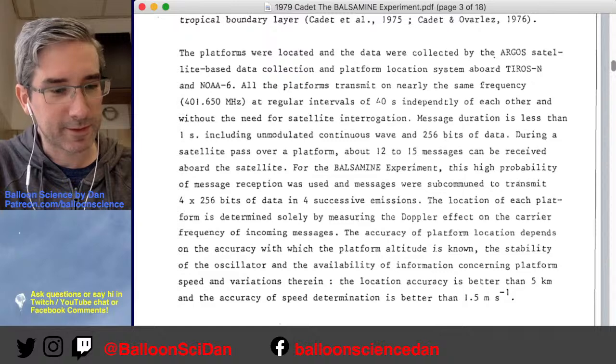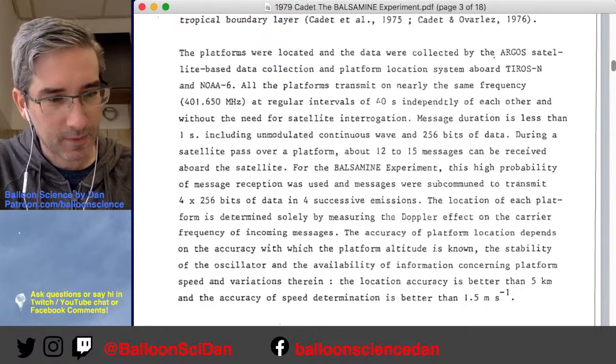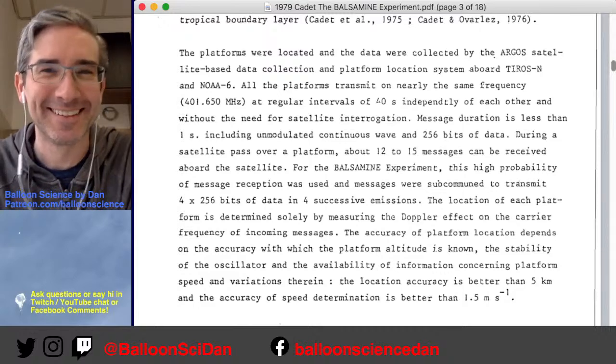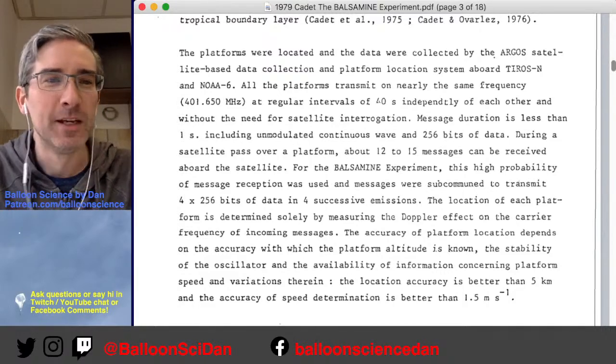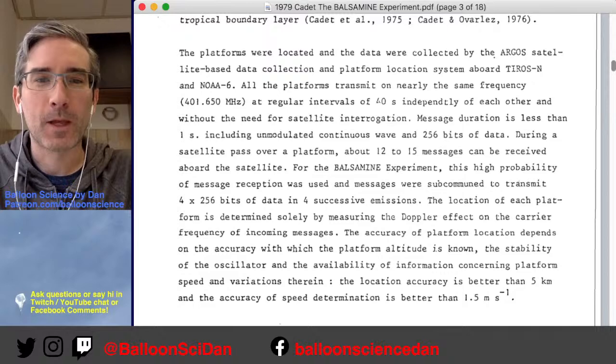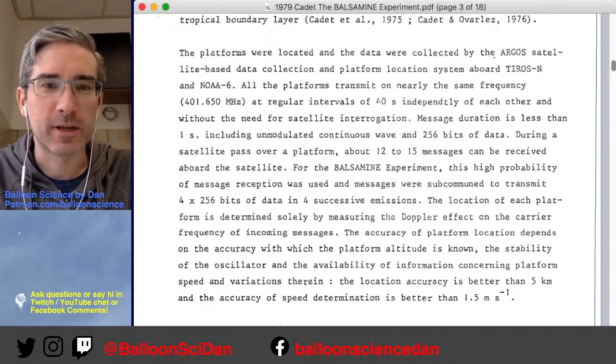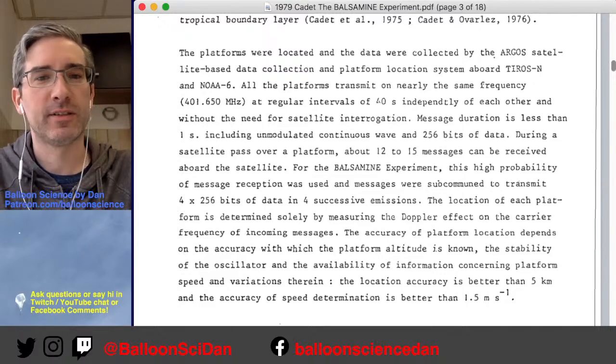Okay, there's a clue here, a French translator. That doesn't help. Anyway, subcommune, we'll just assume that they were grouped together, close together in time, and just repeated the same bit of data.